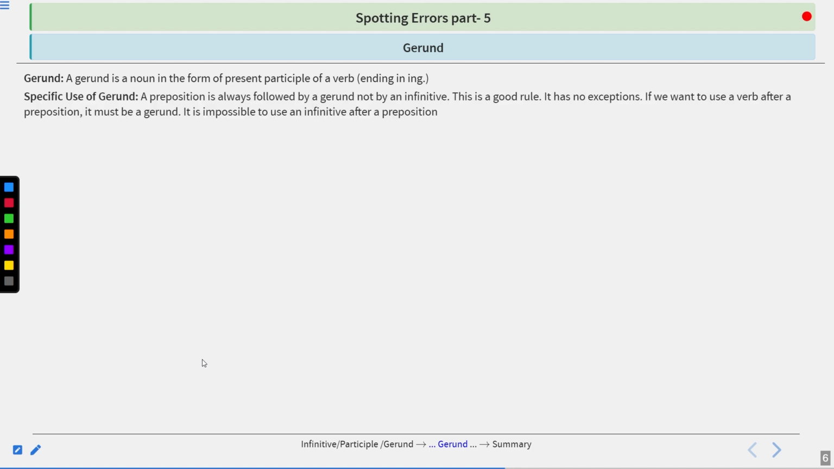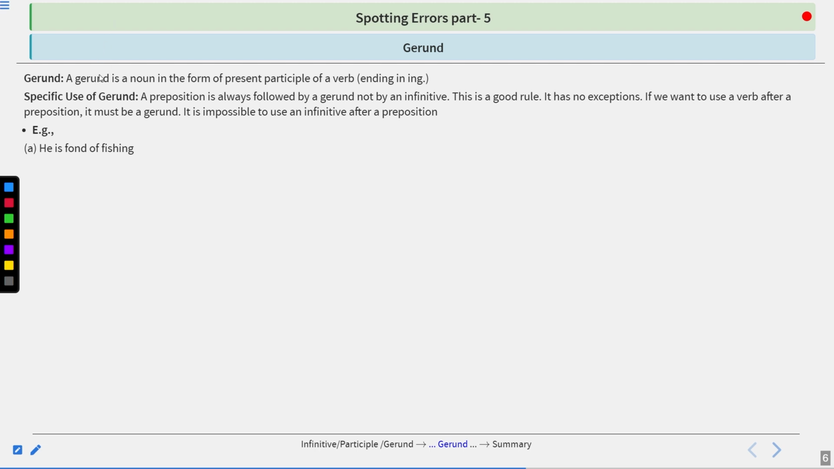Specific use of gerund. A preposition is always followed by a gerund, not by an infinitive. So whenever you use a preposition, it is followed by a gerund. Or if you use a verb with the preposition, it would be a gerund, not an infinitive. This is a good rule. It has no exceptions. If you want to use a verb after a preposition, it must be a gerund. It's impossible to use an infinitive after a preposition.